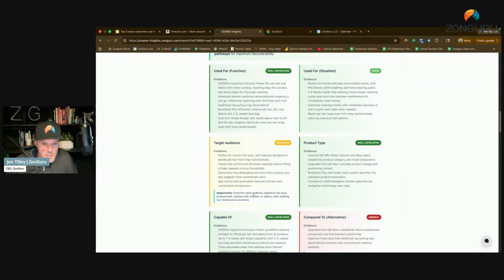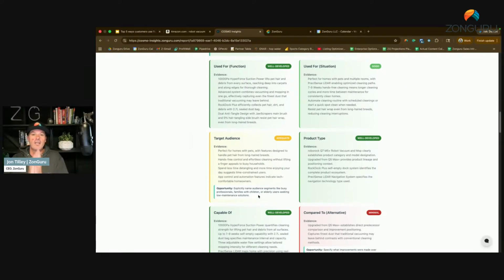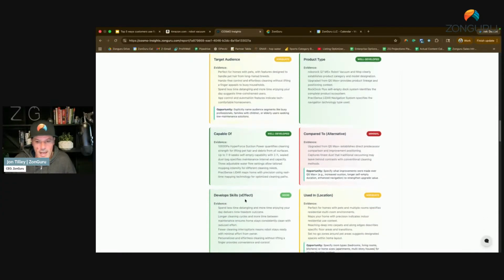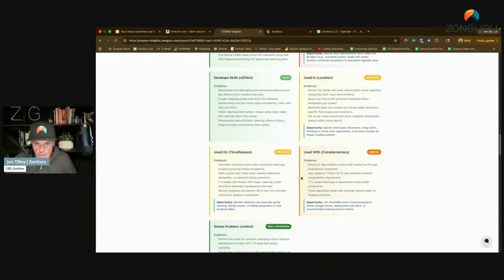target audience, explicitly name audience segments like busy professionals, families with children, or elderlies seeking low maintenance solutions. So it's saying to you, hey, to improve your mapping, tell us a little bit more about the different types of audiences. Yes, pet audiences probably answered, but maybe the other ones aren't, right? So if I improve that, I'm going to get more discoverability, right?